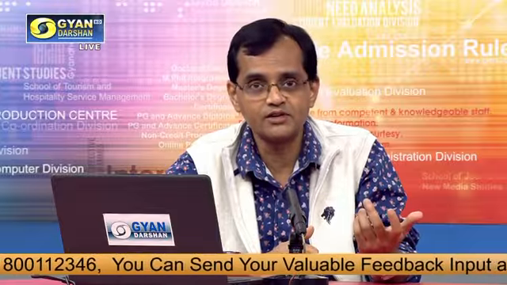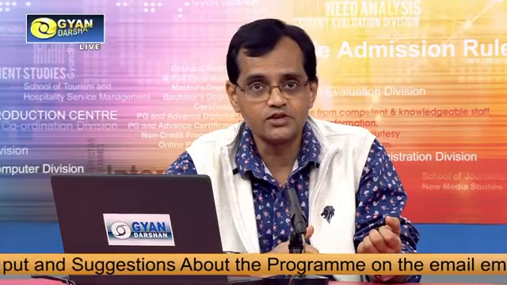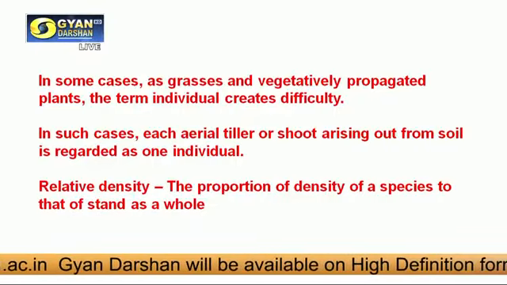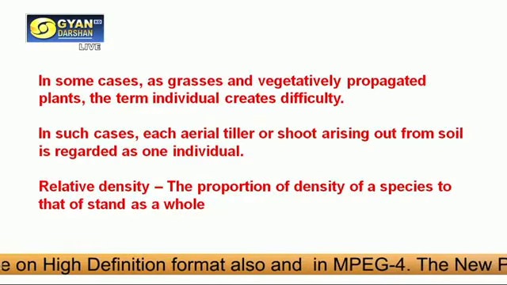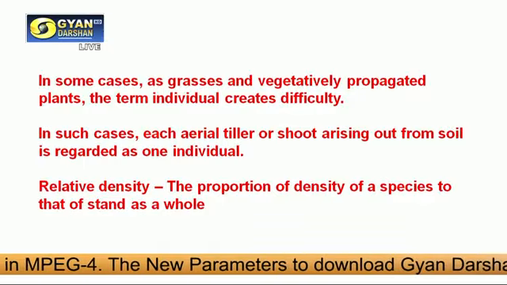So what happens? How will you calculate in this case? Supposing a grass species, you know about the Gramineae or the Poaceae family, which has mostly the grasses. It's called the grass family. So supposing you want to study the grass species in a community, it is not very easy to calculate how many such plants are there. So in that case, what you have to do? Each aerial tiller or shoot arising out from the soil is regarded as one individual. So that is how you calculate the density. Relative density is the proportion of density of a species to that of the stand as a whole.